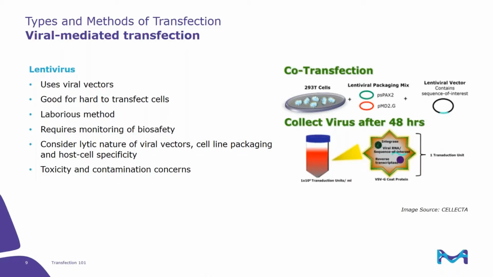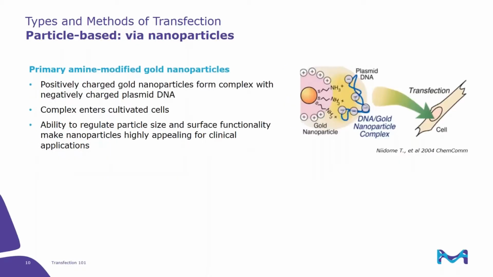Before performing viral transfections, it is also important to consider several limiting factors such as the lytic nature of viral vectors, cell line packaging, and host cell specificity. Particle-based transfection via nanoparticles is another method of transfection. Cationic gold nanoparticles can be processed to form a complex with plasmid DNA, which is then transfected into cultivated cells.